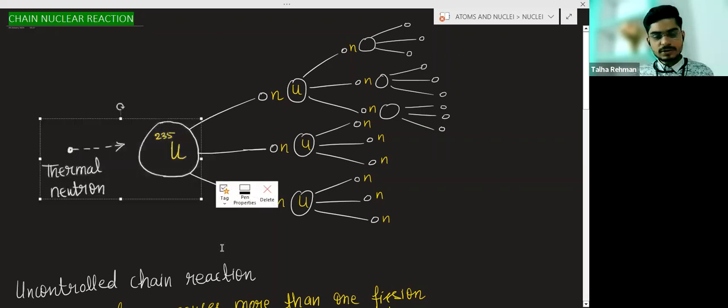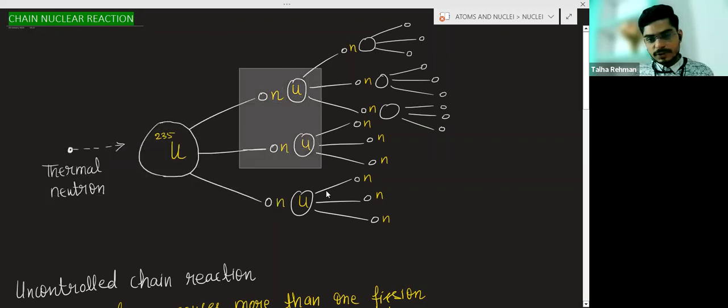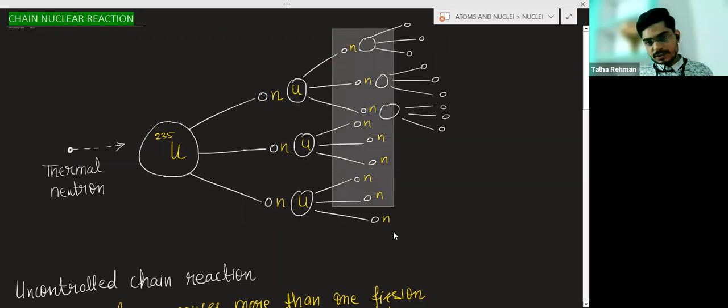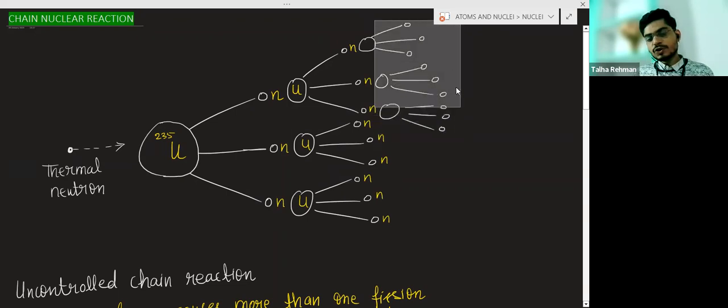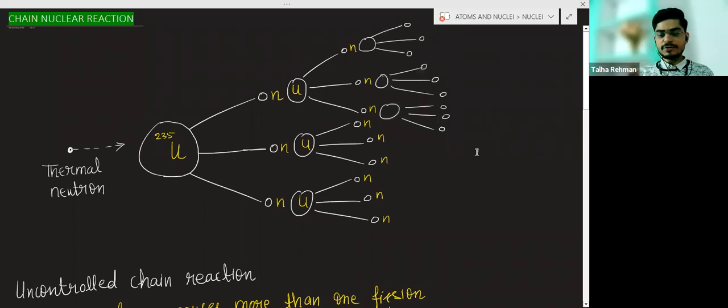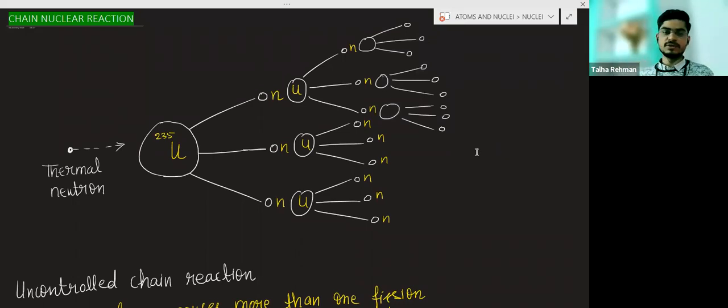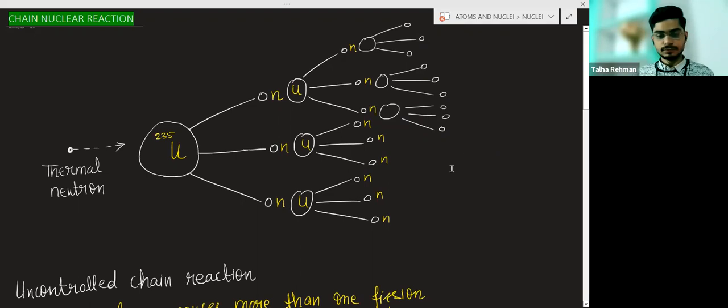So from one fission, 3 fissions are taking place. From these 3 fissions, 9 fissions are taking place. From these 9 fissions, 27 fissions will take place. From 27 fissions, 81 fissions will take place. It will be a geometric progression: 1, 3, 9, 27, 81.